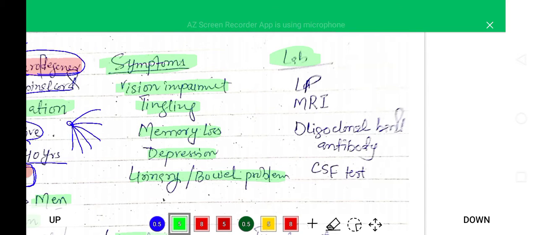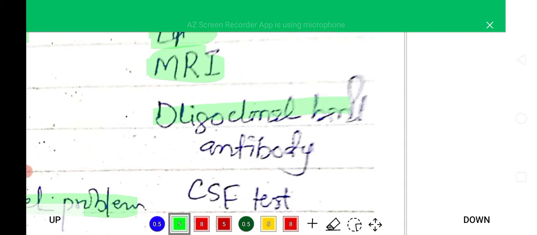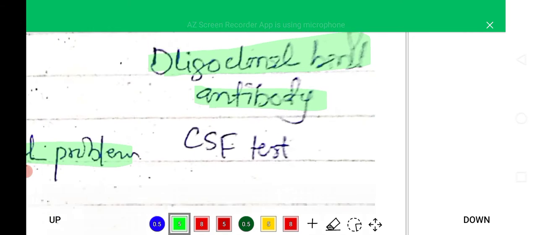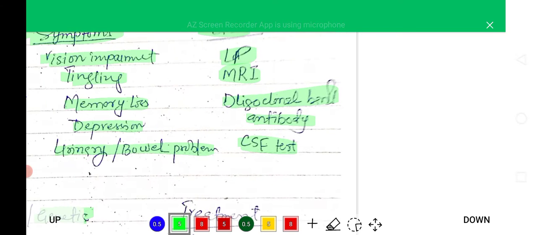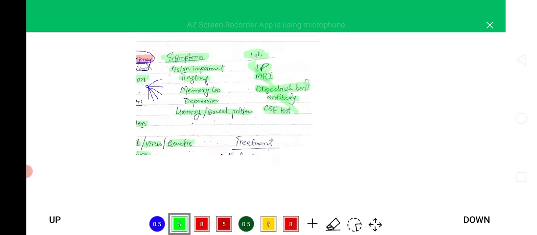How will we diagnose this disease? We will perform lumbar puncture, and we will do MRI. In the lumbar puncture, we will look at the CSF analysis, and oligoclonal antibodies will be there in the CSF test. So in this way, we can diagnose this disease by these oligoclonal bands.